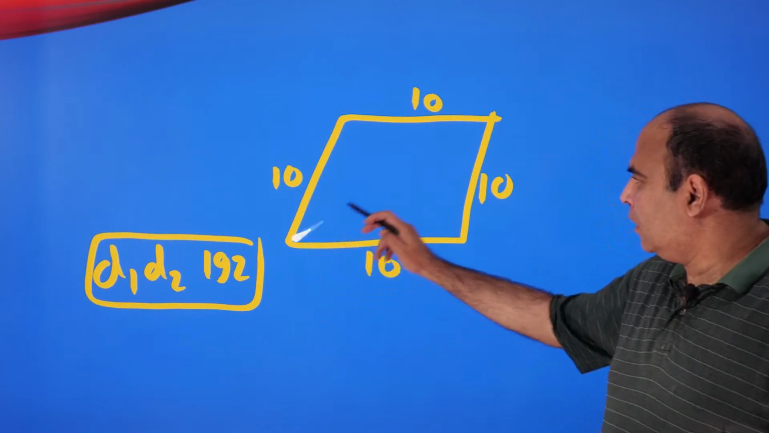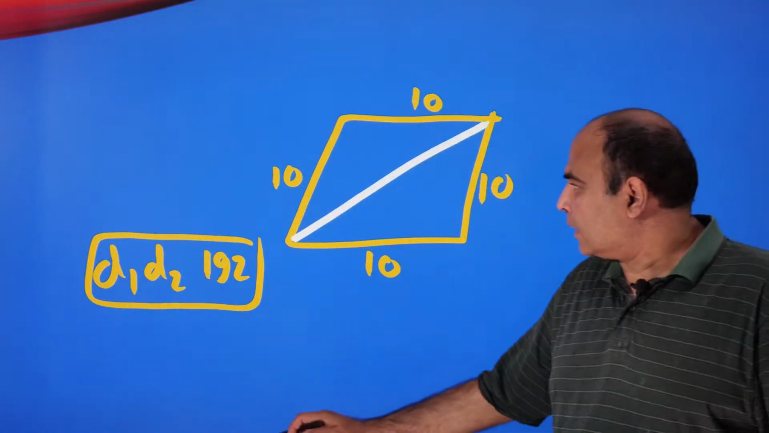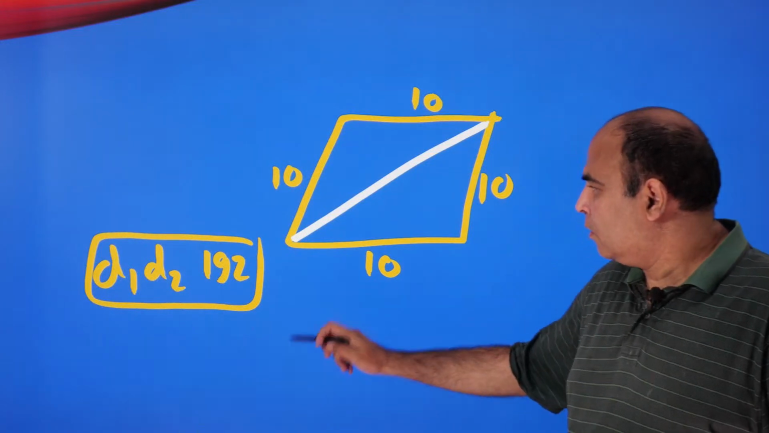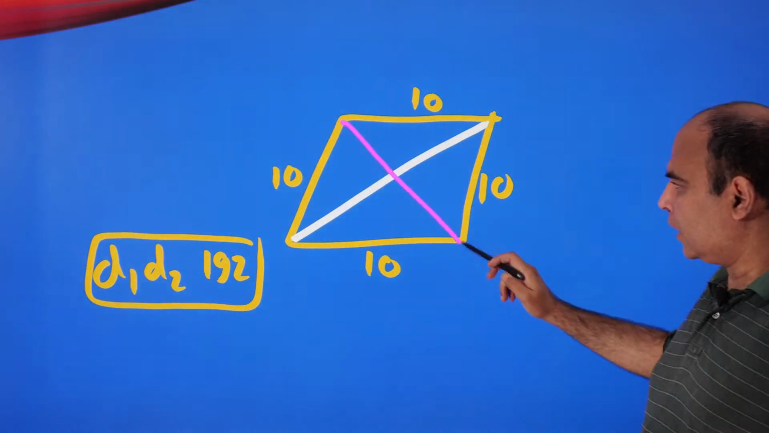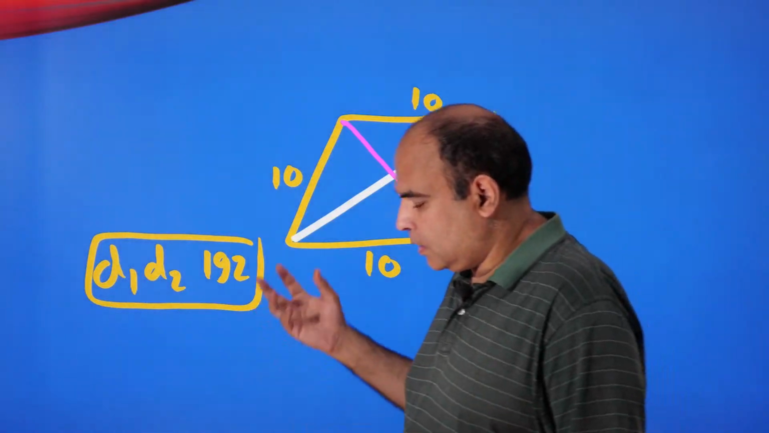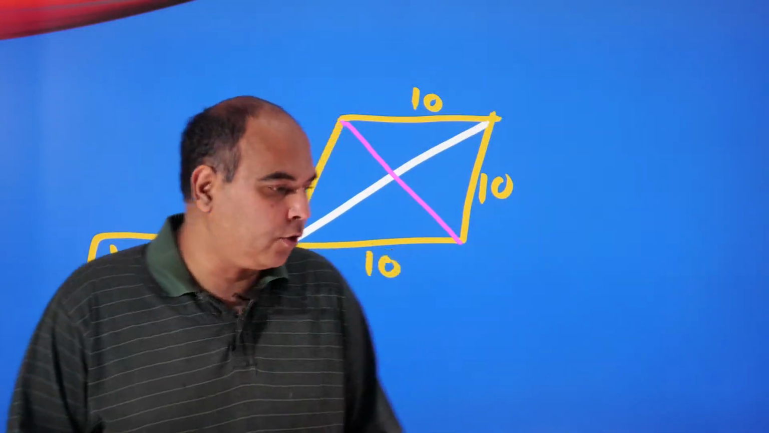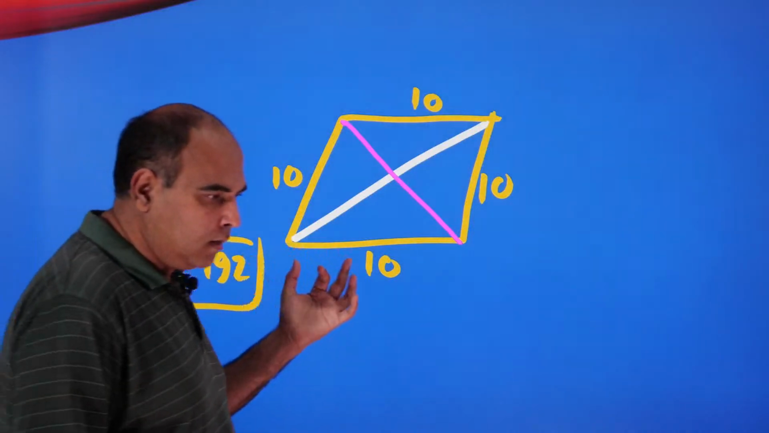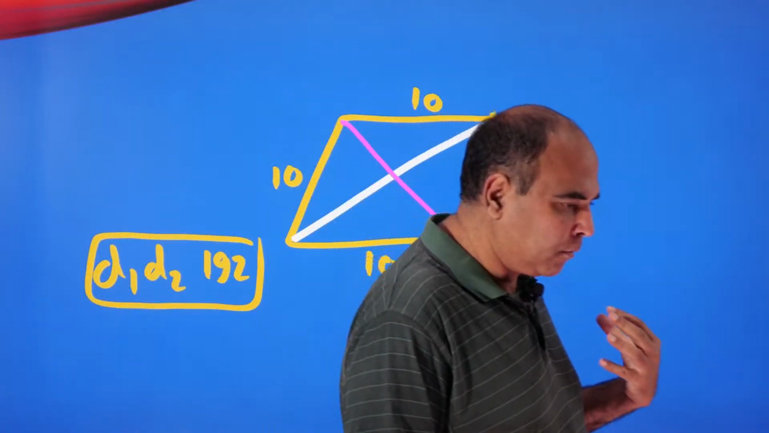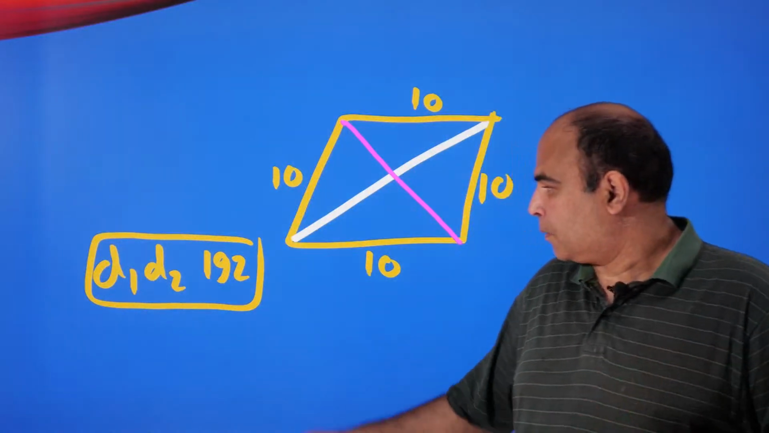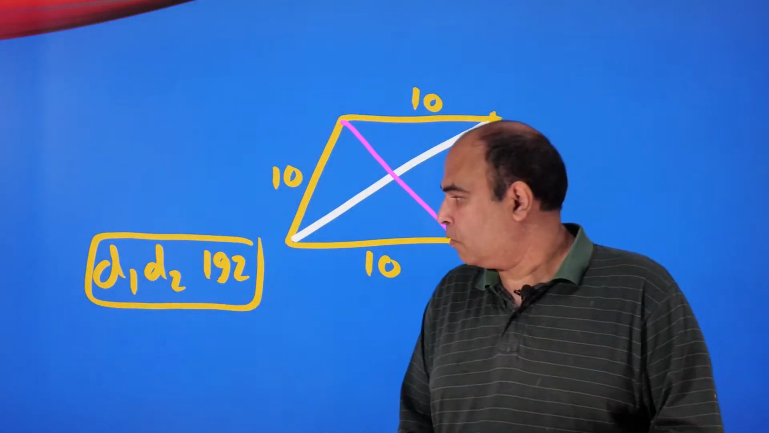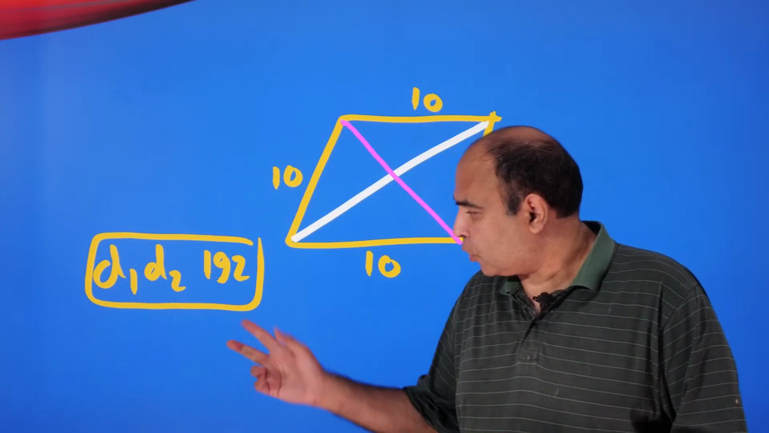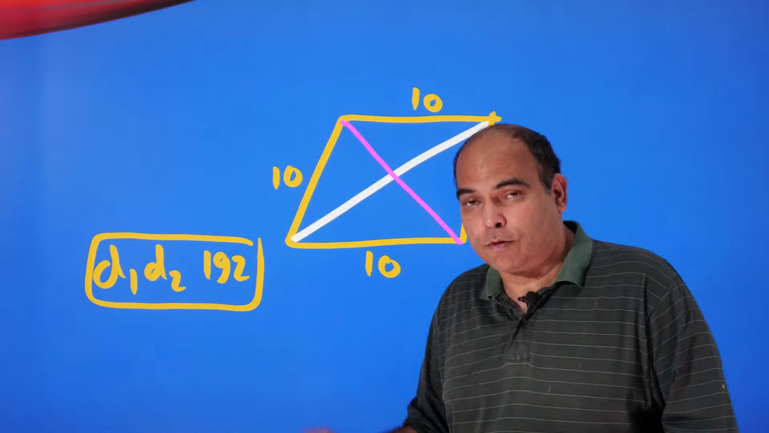One is the long diagonal and the other is the short diagonal. You have 2 diagonals on every rhombus. Right? And we know that d1 into d2 is 192. So the first reaction at this point, when you get this 10, 10, 10, 10, and you're already thinking about this fact that the product of the diagonals is 192, is that we are talking about 2 numbers which are factors of 192.